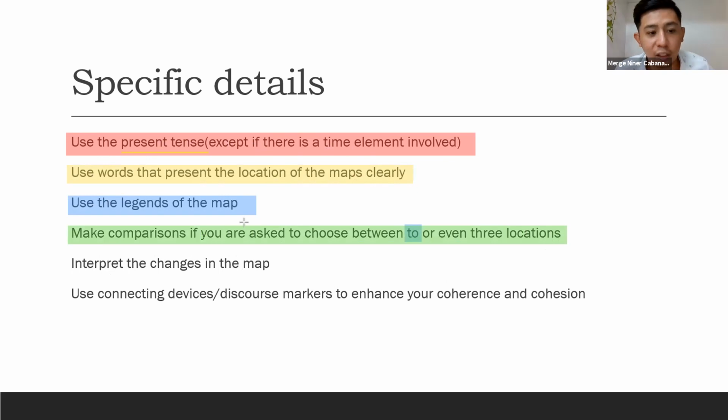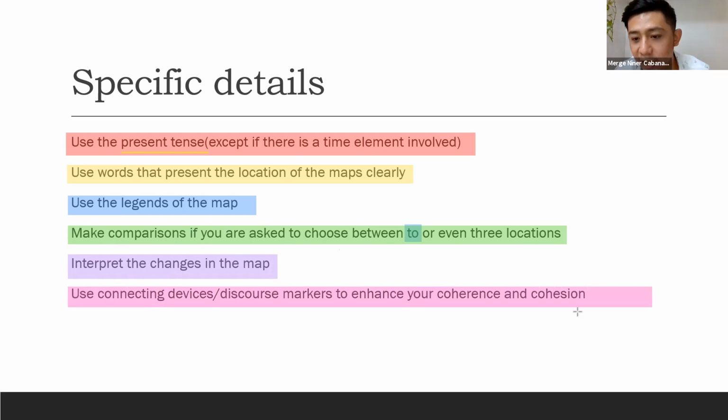Now, interpret the changes in the map. But when you interpret, you have to follow the proper flow. So if you're going top to bottom, then on the next paragraph, you also have to go top to bottom. If you need to go left to right, then you have to go left to right throughout. What else? Interpret the changes and use the connecting devices, because connecting devices, discourse markers, they are really a big help in enhancing our coherence and our cohesion.